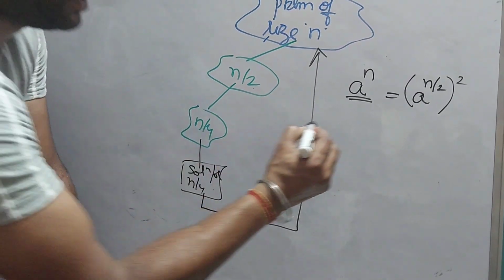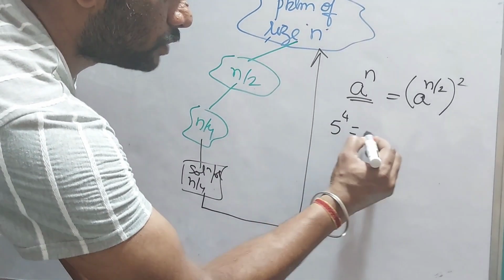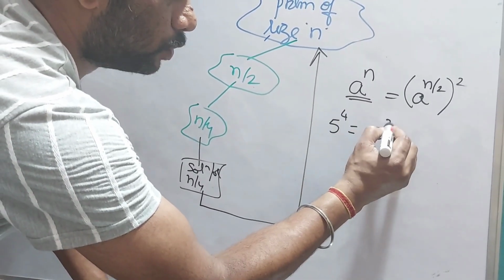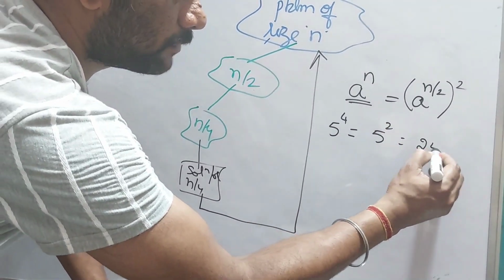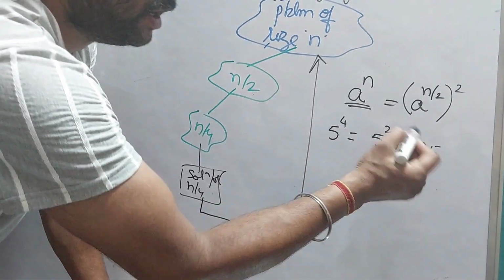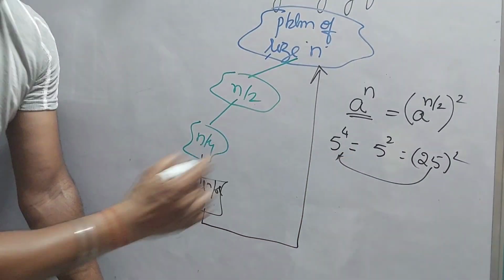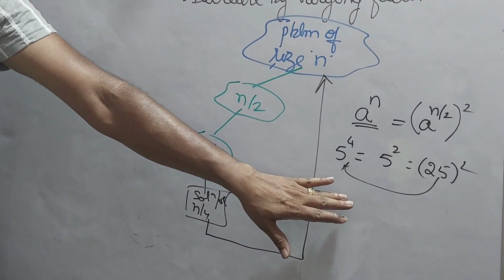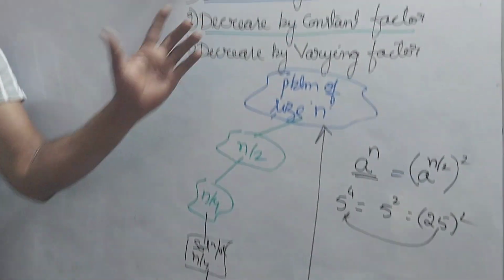For example, assume I want to calculate 5 to the power of 4. I will reduce it by half, that is 5 to the power of 2. I know 5 squared is 25. Now if you square this solution, 25, you will get the solution for 5^4. So this is how decrease works. Another problem, the fake coin problem, and the Josephus problem are some of the examples for decrease by constant factor.